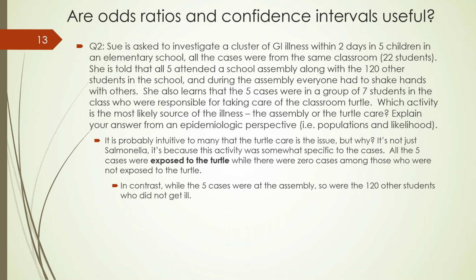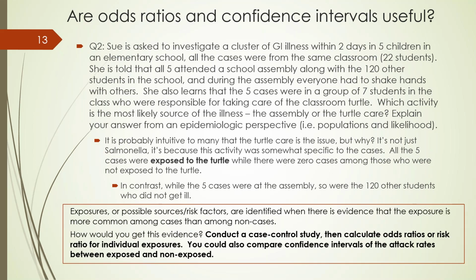And in contrast, while 5 of the cases were at the assembly, so were 120 other students, and they did not get ill. So it's more about that exposure and the specificity of the exposures that lead you to a hypothesis. And to test this, you could do a case control study and calculate the odds ratios or risk ratios for the exposures that you suspect might have a role in the transmission.